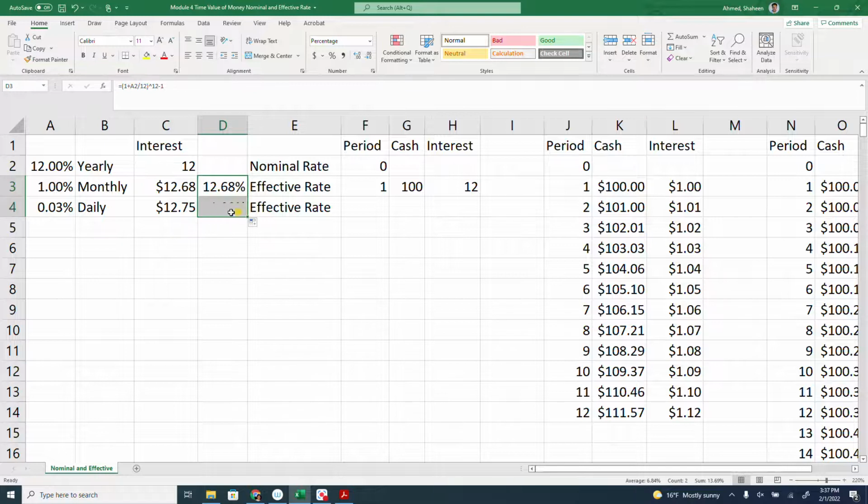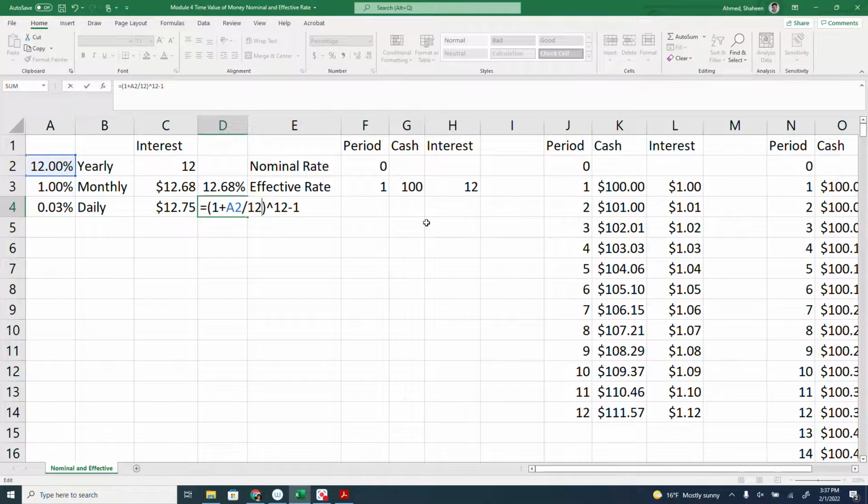Now let me show you, if you compound daily, 365, power 365, that's the effective rate. That is actually what you pay for a loan that you take that says they're going to charge you 12% per year. If it's daily compounding, you pay 12.75%. If it's monthly compounding, you pay 12.68%. So that is the effective rate.